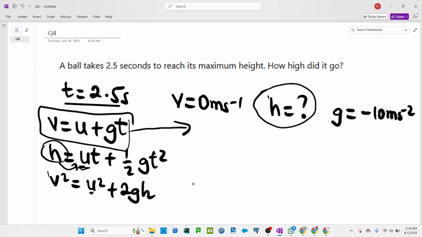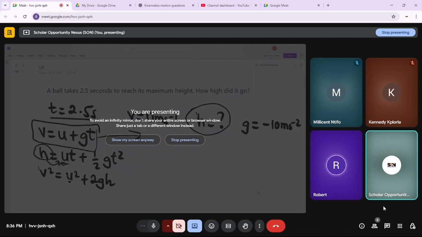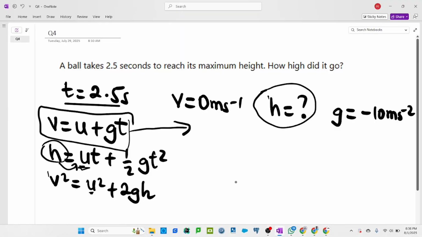Yes, sir. Okay, so let's find u first. Someone is raising their hand. Yes, Kennedy. Please, when we find the u, can it also be possible to use the second or the third equation? Yeah, you can use any of them to help you solve for h, whatever h is, right?